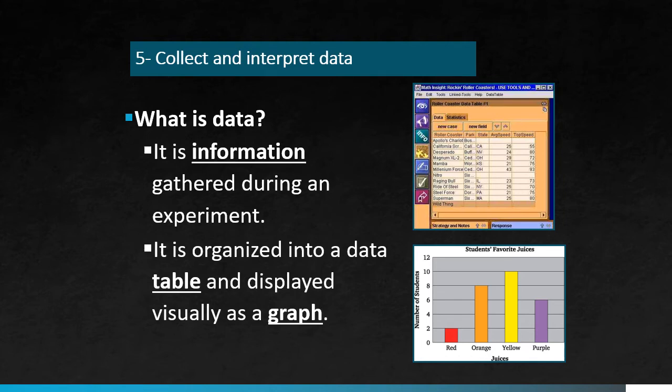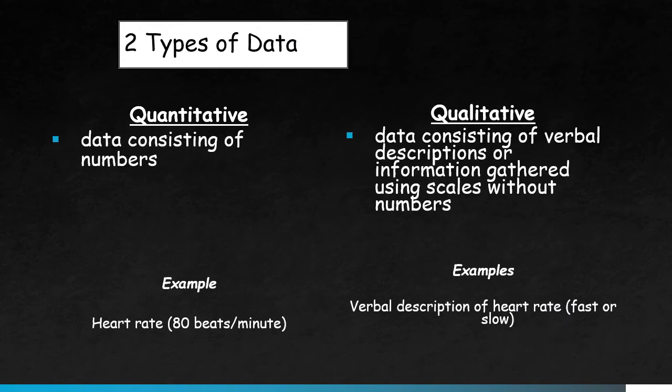Fifth step is collecting and interpreting data. What is data? It is information gathered during the experiment. It is organized into a data table and displayed visually as graphs. We have to differentiate between the two types of data, the quantitative data and the qualitative data. Quantitative data is data consisting of numbers, like heart rate is 80 beats per minute, and qualitative data is data consisting of verbal description. Example, verbal description of heart rate like fast or slow.